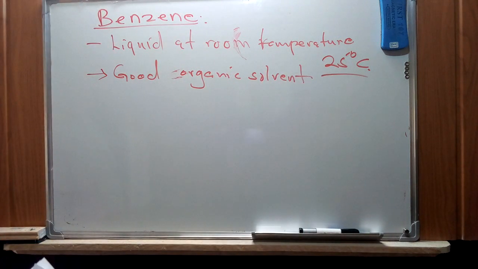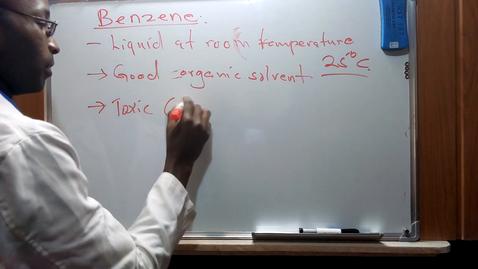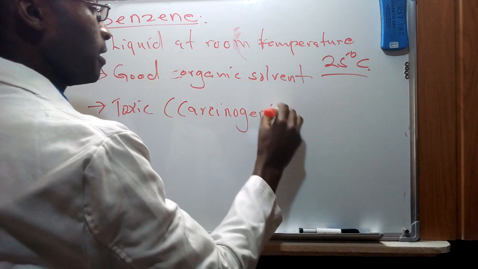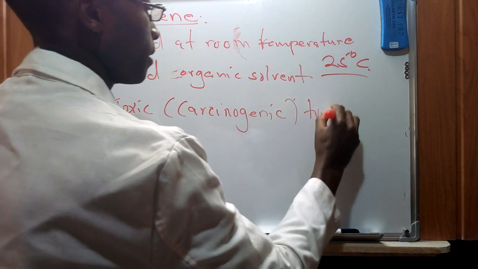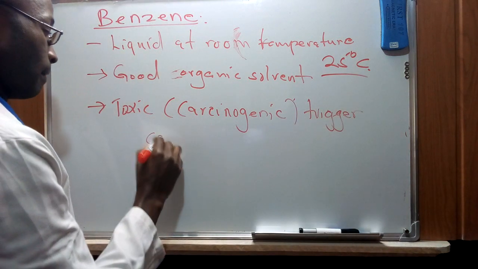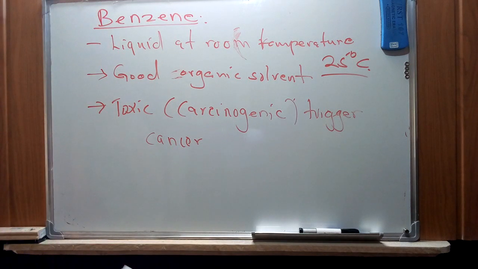And then lastly, we have talked about it being toxic. Benzene is toxic, and we have said that it's carcinogenic, which means it can trigger the condition of cancer. So in this case, these are some of the brief properties of benzene.